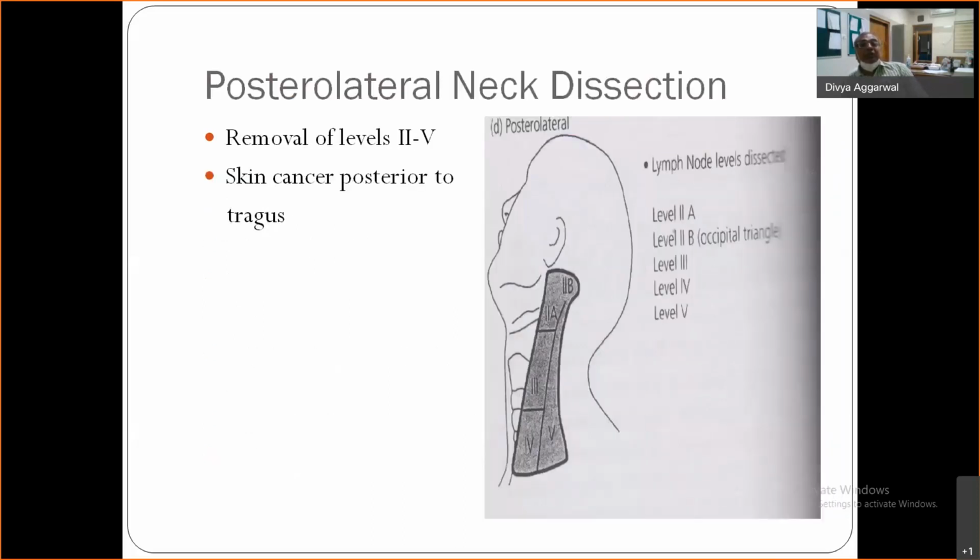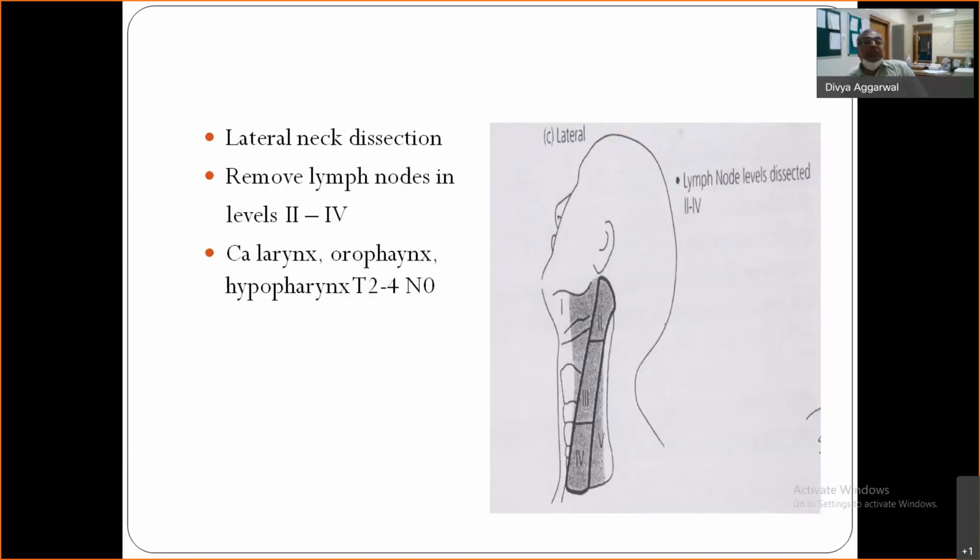Next comes the posterolateral neck dissection. Here we are removing, as the name signifies, posterolateral levels 2, 3, 4, and 5. So it is indicated in cancers of the skin posterior to the tragus.